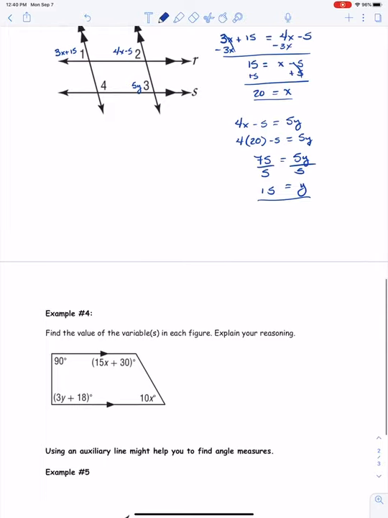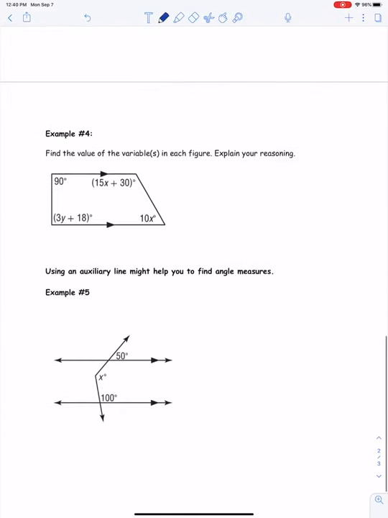Okay, let's do one more example. Why don't you pause the video here and see if you can do this one on your own. Well, hopefully you paused the video so that you can check your work with me and see what we did. So this time we have parallel lines cut by two transversals, and we call this a trapezoid. Okay, so we can do this one as well. We need to find the variables in each figure, and we need to explain our reasoning.